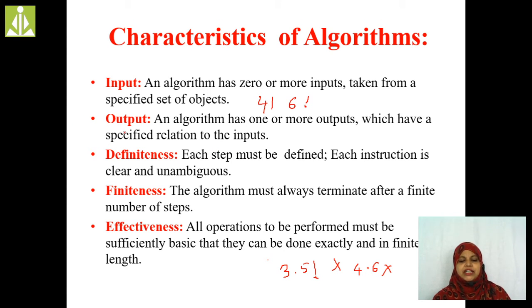Next, output. An algorithm has one or more outputs which have a specified relation to the inputs. Whenever we perform any operation in an algorithm, we must know what type of output is going to be generated. For example, 4 factorial is there. What is the value of 4 factorial? 4 into 3 into 2 into 1. The answer is 24.